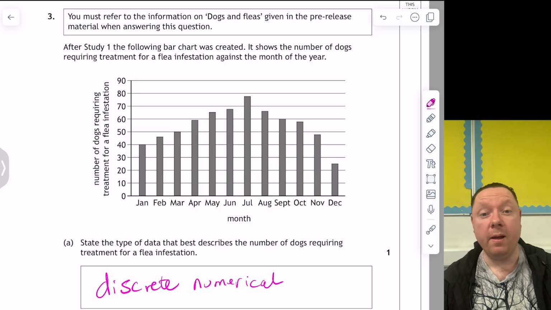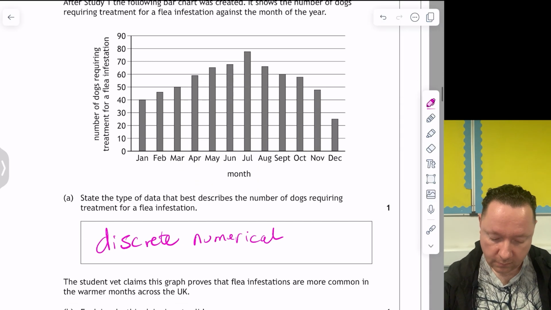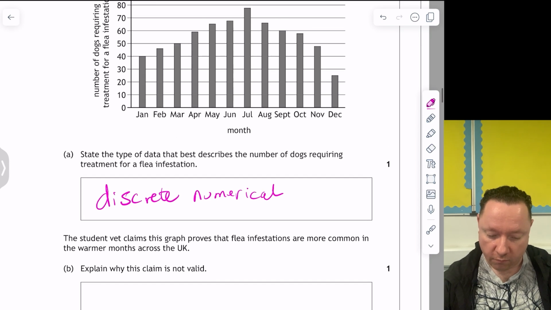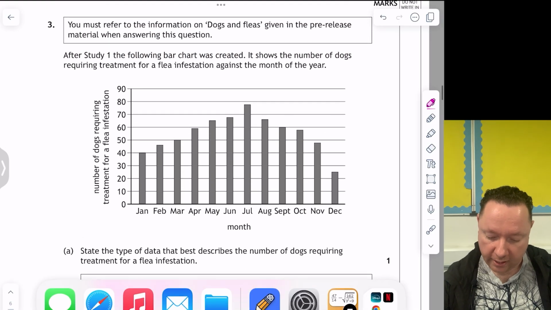If it was something that you could measure, like height, it would be continuous. The student vet claims that this graph proves that flea infestations are more common in warmer months across the UK. Why is this claim not valid? So let's look at the actual data booklet for this.